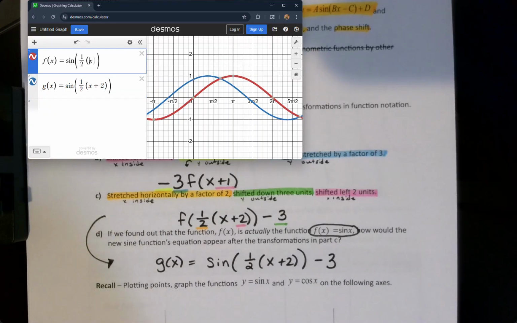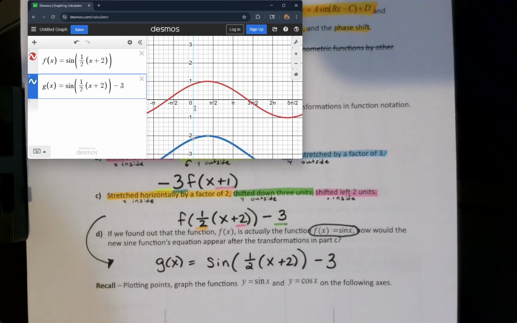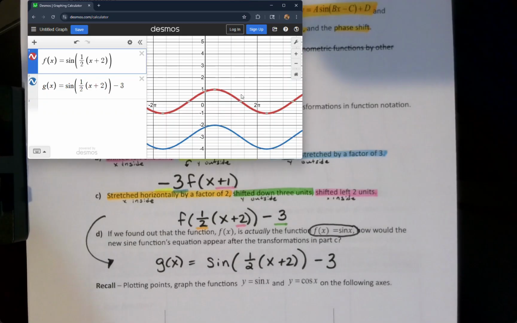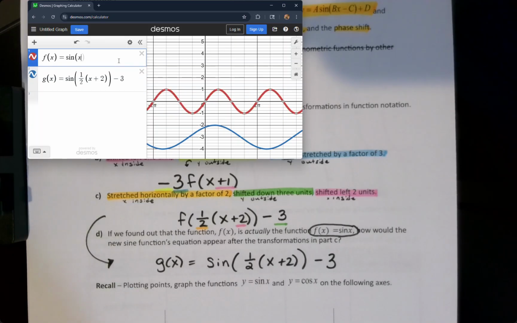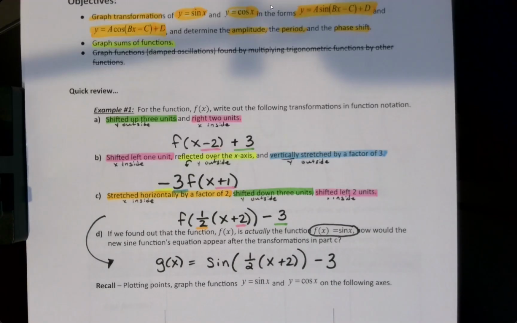Okay, so let's update our function so we can see the last transformation. We're going to take this function and we're going to pull it down 3. So the final graph right here will be the same graph now pulled down by 3 units. And looks like that's what we got right here. So the original function, sine of x, has all 3 of those things happening to it: horizontally stretched out by a factor of 2, shoved to the left by 2 units, and then pulled down 3. All right, so all of those were accomplished by those 3 transformations.